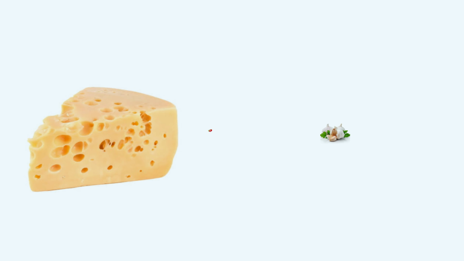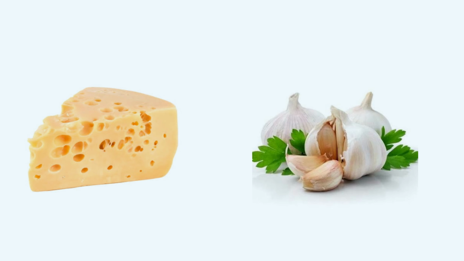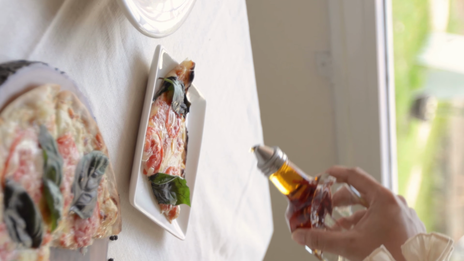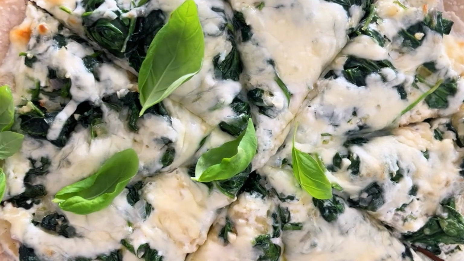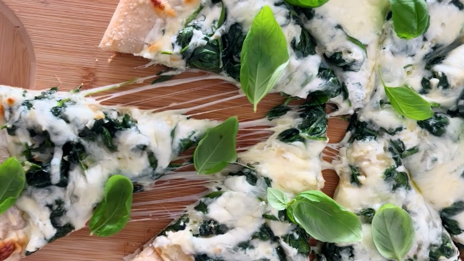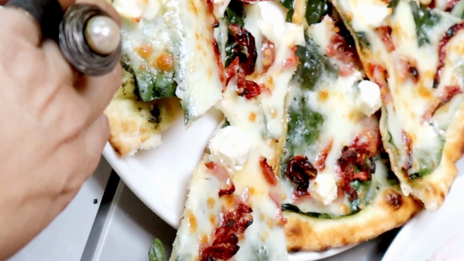The absence of acidic tomatoes allows the cheese and garlic flavors to dominate, while olive oil keeps the crust moist. Many variations include spinach, artichokes, or caramelized onions to add depth without overwhelming the delicate cheese combination.